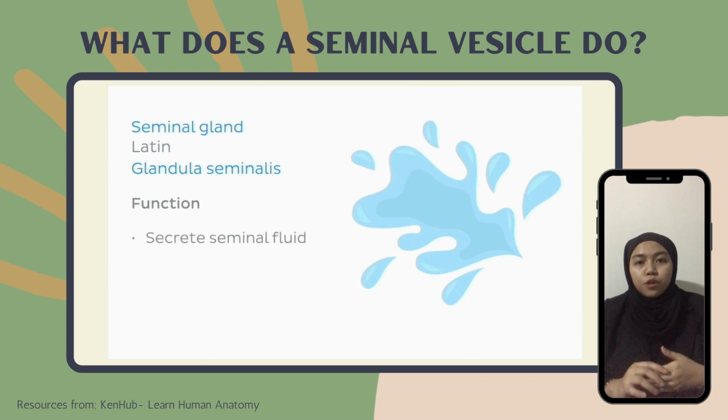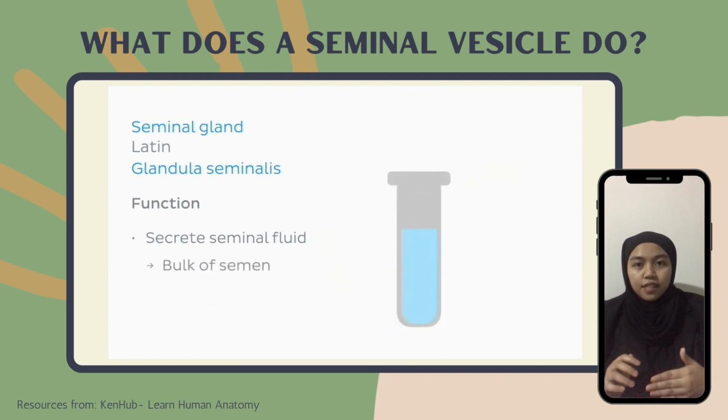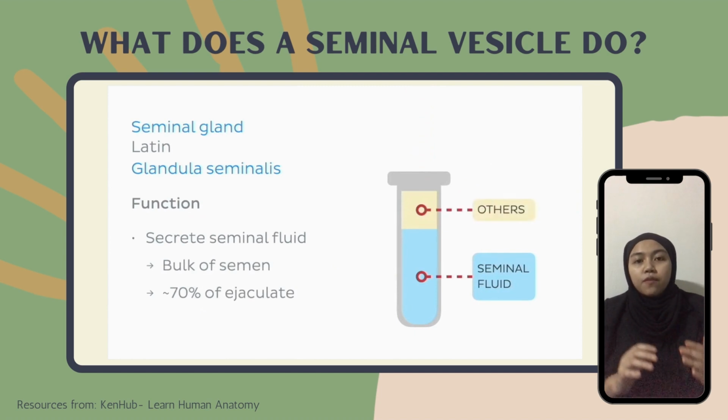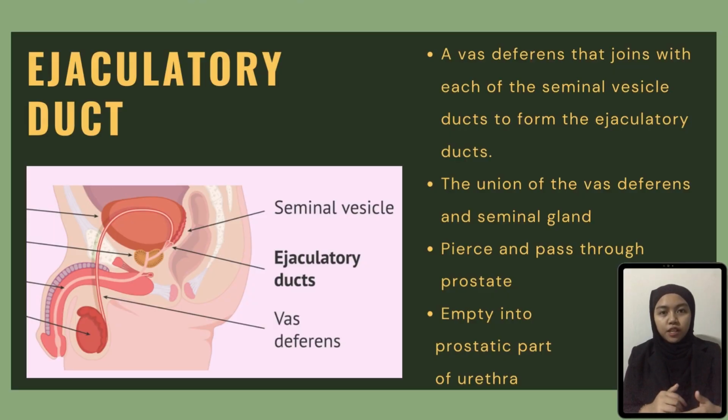This gland does not store sperm. It secretes seminal fluid, such as a fructose-rich alkaline fluid that mixes with the sperm as they pass through the ejaculatory ducts. This fluid provides sperm with an energy source and a coating agent to neutralize the acidity of the vagina and cervical mucus. The secretion from the seminal vesicles makes up the bulk of the semen, around 70% of the volume of ejaculate.